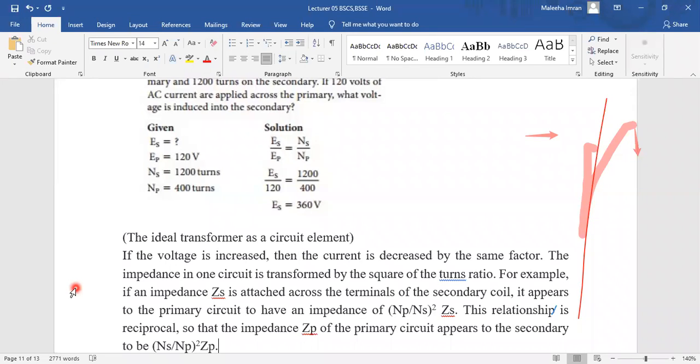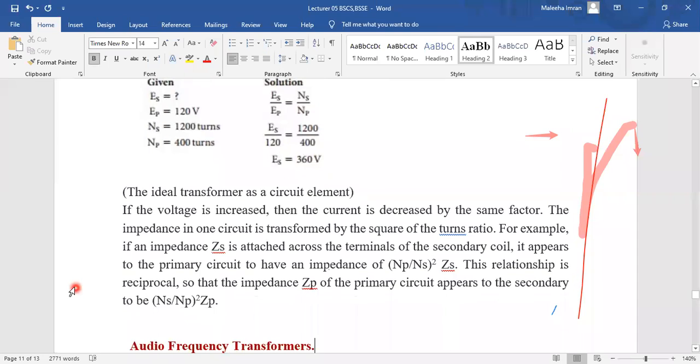It appears to the primary circuit to have the impedance of Np over Ns whole square. This relation is reciprocal, so the impedance of the primary circuit appears to the secondary. So we have this relation: Ns over Np whole square times Zp. ये आपकी किसमें रेशियो है? ये इम्पीडेंस है आपकी प्राइमरी की.